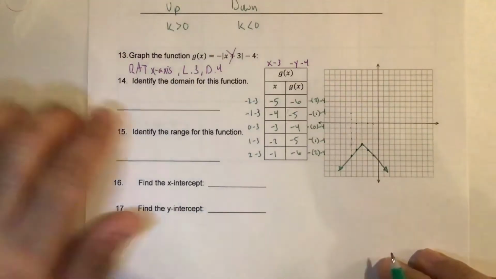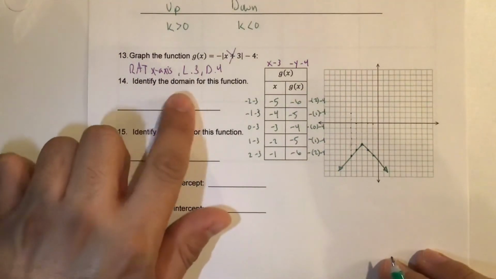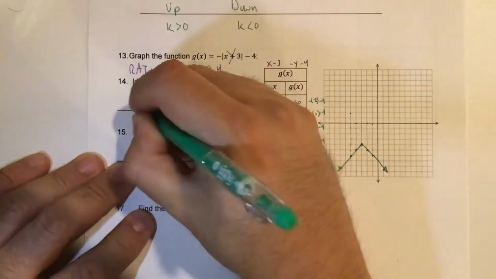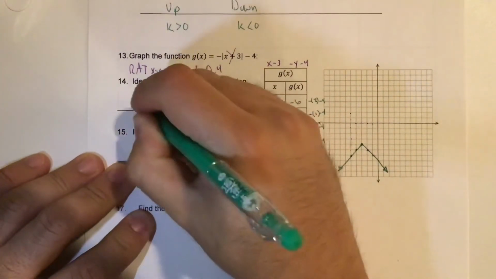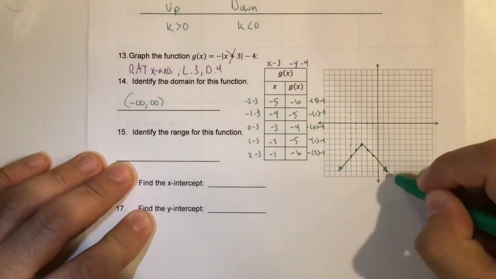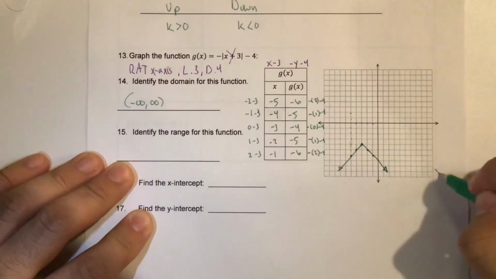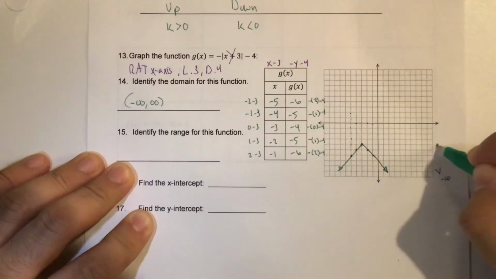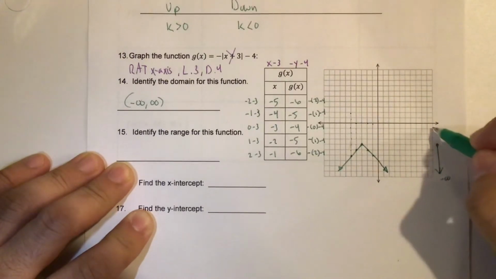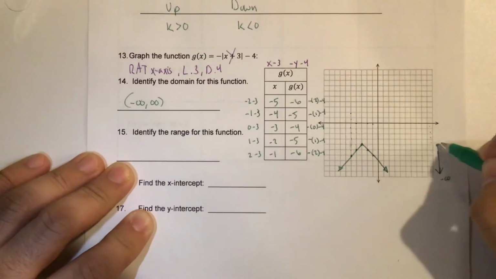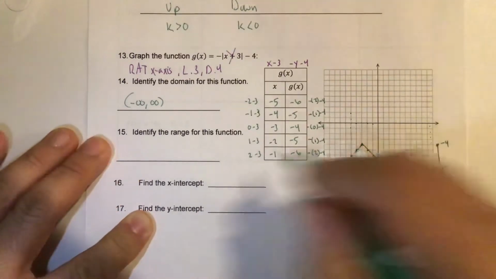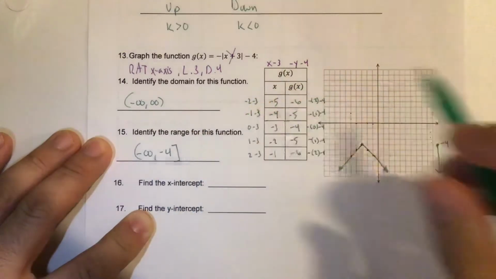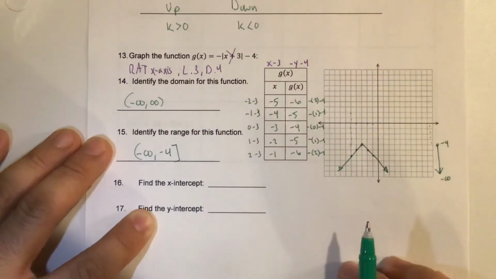All right. Now identify the domain for this function. We can see negative infinity, positive infinity. And for the range, both of these head towards negative infinity, and we stop at this closed circle right here, which is negative 1, 2, 3, negative 4. So negative infinity to negative 4, least to greatest. Bracket on that negative 4 because it is a closed circle.